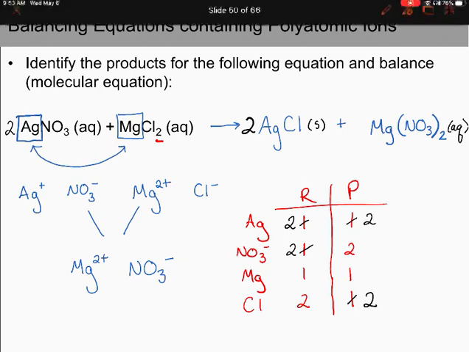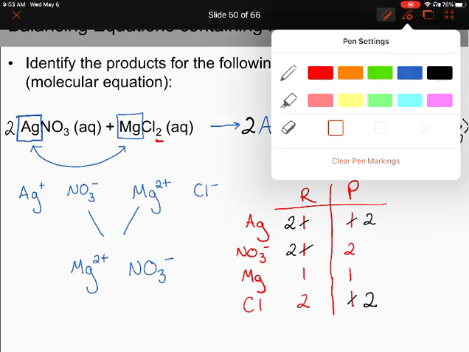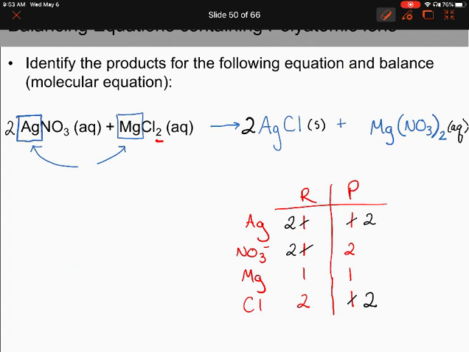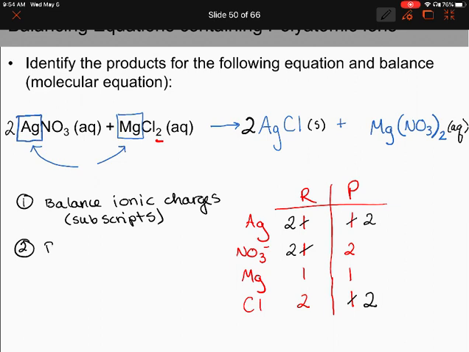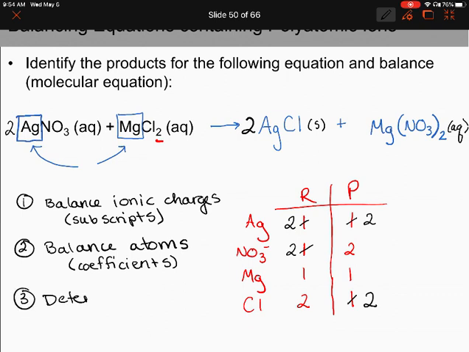Okay, so let's write out a general flow chart here for this type of problem. So 1, balance ionic charges. And when you balance ionic charges, you're going to use subscripts. And then 2, balance atoms on each side of the arrow. And when we do that, we use coefficients. So remember, we're not going to change the subscripts during this step, only the coefficients. And then 3, determine if there is a precipitate.